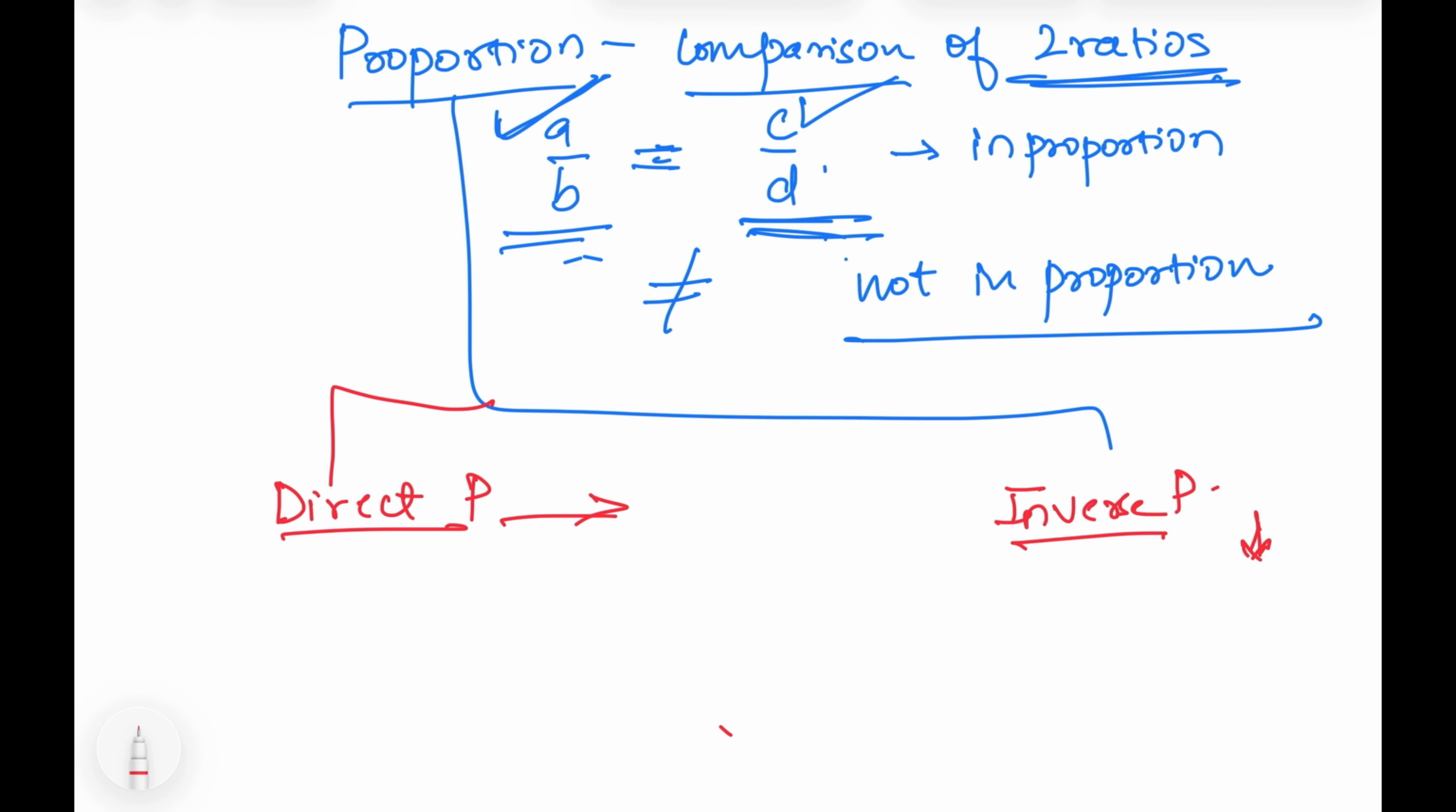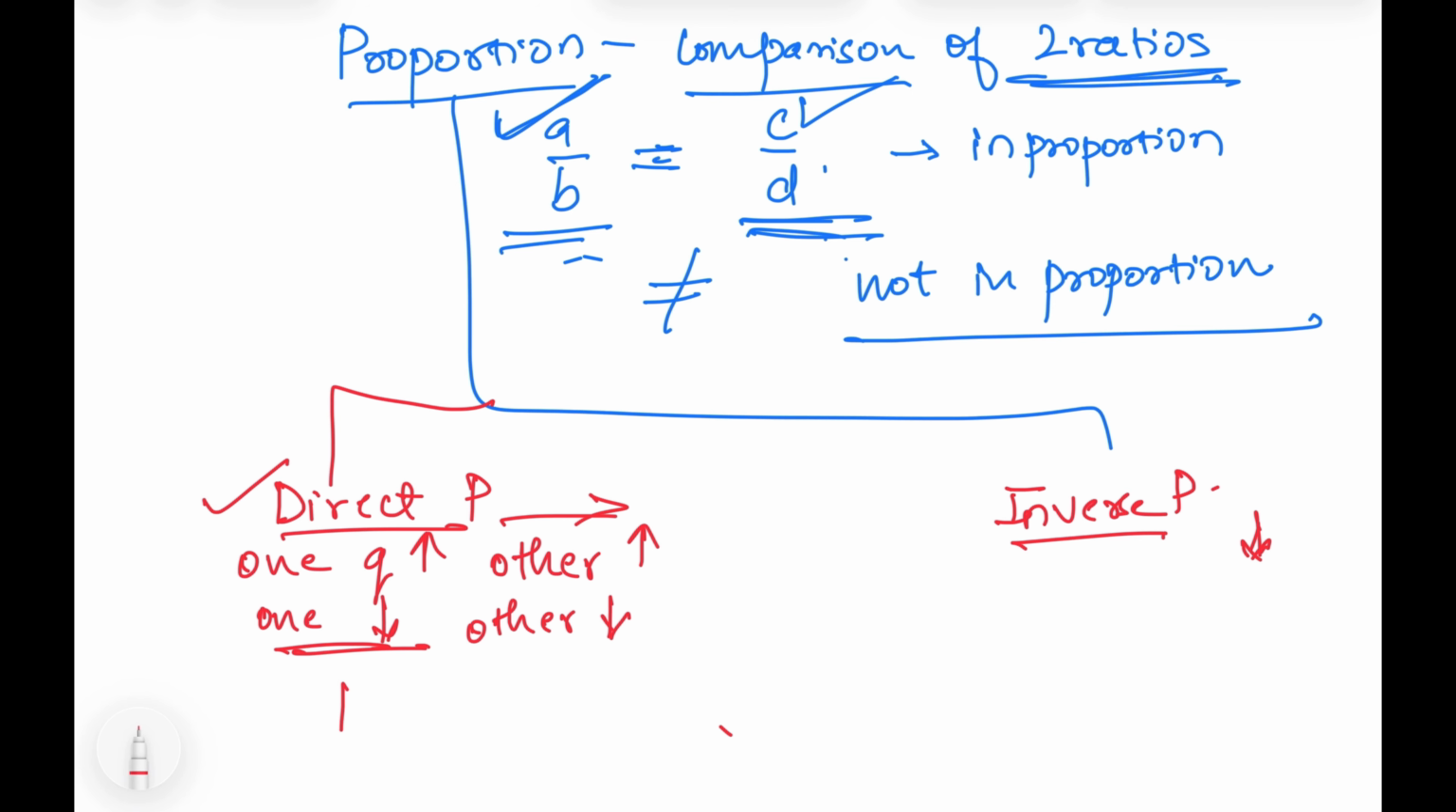Okay, so here it is: when one quantity increases, the other also increases, that is called direct proportion. Or if the first quantity decreases, the other will also decrease simultaneously with the first one. This is called direct proportion. Okay, let's take an example to understand it more clearly.